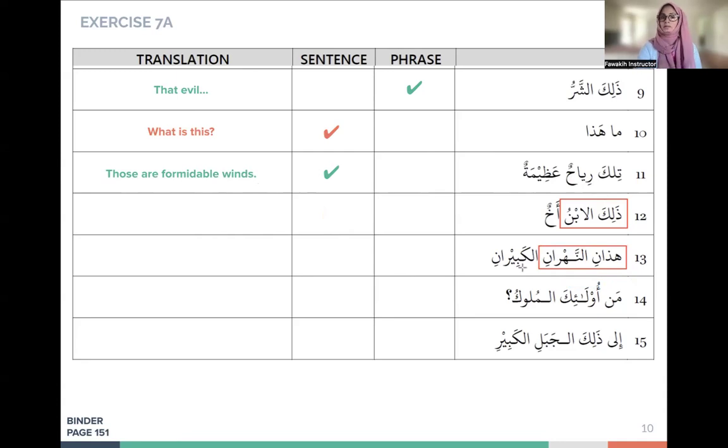Yes, Isa? This is sort of related, but in the book they have the verse from the Quran, ذَلِكَ الْكِتَابُ لَا رَيْبَ فِيهِ. And that one is confusing to me because it's ذَلِكَ الْكِتَابُ, and so that feels like a phrase, but it's translated as "this is the book." Yeah, that is a great question. Your question is that when you say ذَلِكَ الْكِتَابُ, you would expect it to be "that book," right? But in the translation, they say "this is the book."